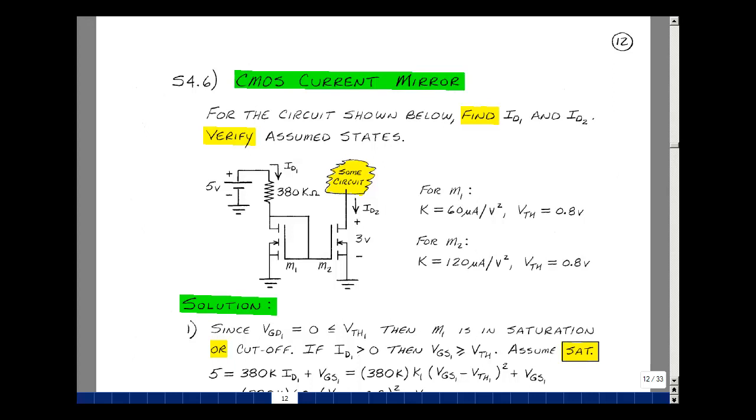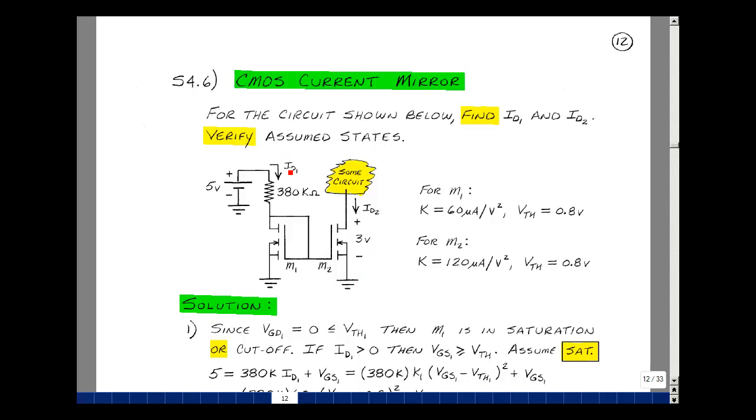This lesson deals with supplemental problem 4.6. You can find this problem in the ECE302 ebook in the Chapter 4 Supplemental Problems on page 12. Given this circuit here, which consists of two MOSFETs, a resistor, a battery, and then some other part of a circuit such that the voltage here is 3 volts.